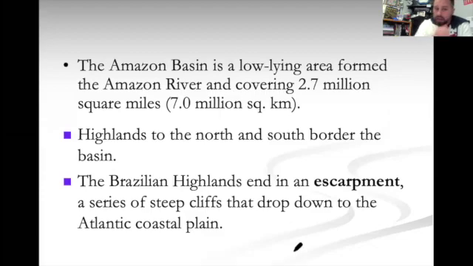Amazon Basin's a low-lying area. It's literally created by the Amazon River Basin, covers 2.7 million square miles. It is the largest basin in the world. It is the largest rainforest in the world. You've got highlands to the north and the south that border the basin. You've got what we call Brazilian highlands, which are an escarpment. These are steep cliffs. I'll give you some photos and stuff of that later. But they go down to that Atlantic coastal plain.